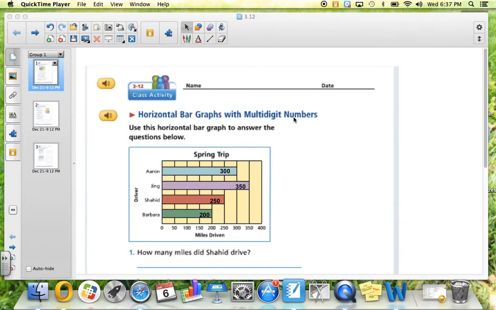All right, kiddos, we are working on Unit 3, Lesson 12. Our focus is we're going to analyze data to create horizontal and vertical bar graphs. So please turn to page 199 in your SAB and we'll get started.